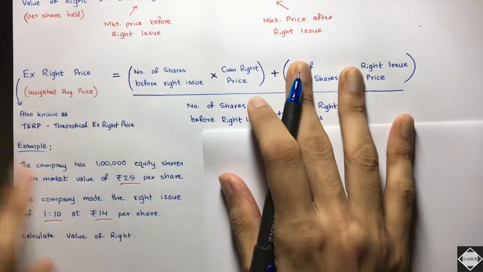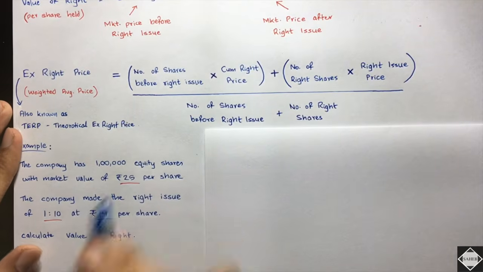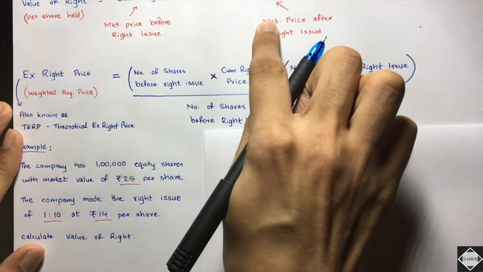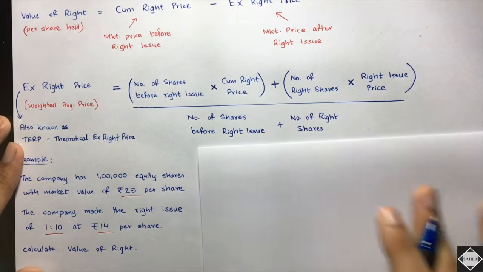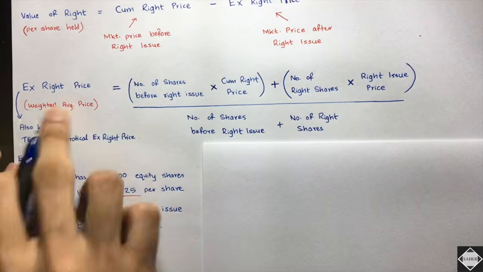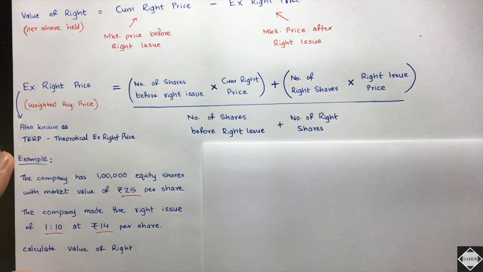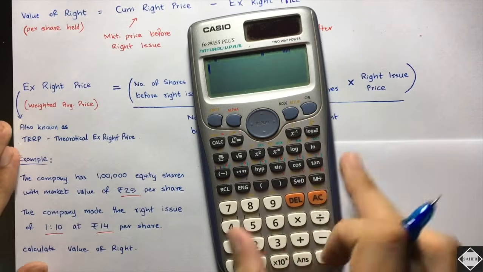Do we have ex right price in this question? No. In this example, we have only cum right price. We don't have ex right price. So first we have to calculate ex right price. How will you calculate? Let's use that formula first.